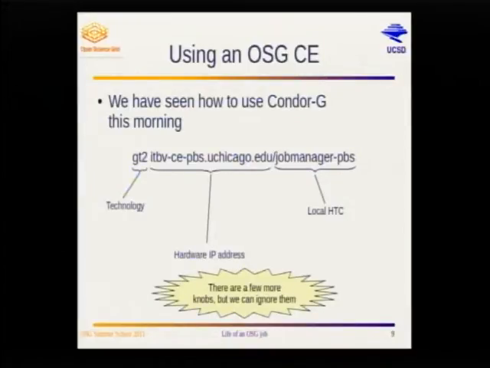So you've seen this morning essentially how you use the grid. When you use Condor-G, you just say universe is globus, but then you have to specify the grid resource. In OSG, you always use the GT2 technology, which tells it to talk to the CE using the Globus protocol. Then you tell it which node to talk to, essentially the real address of the machine. And then you have to specify which local batch system you want to use.